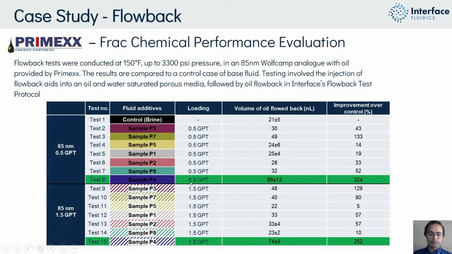And then they compared the results with the production data of a sister well, which was completed with one of these. I guess it was sample P1 at 1.5 GPT. So what they did, they changed the surfactant, or they changed the chemistry, and also they lowered the dosage to 1/3 of what they already applied in the completion of the other well.